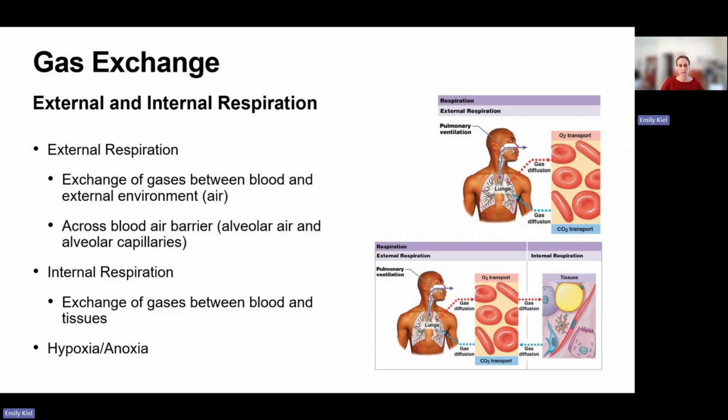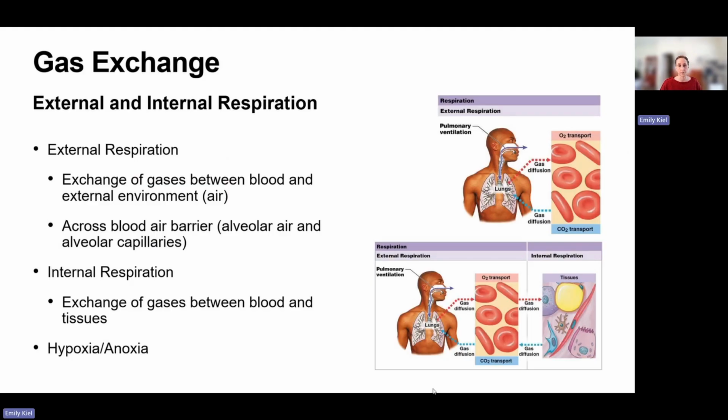But we also have internal respiration, and that's exchange of gases between the blood and the tissues. And so looking at these images, here is our external respiration happening in the lungs. We've got diffusion of oxygen and carbon dioxide to our red blood cells. And then from external respiration, we're going to go to internal respiration, where we're giving that gas to the tissues. And recognize that this gas exchange is kind of in opposition to pulmonary ventilation, which is just moving air. There's no gas exchange happening.